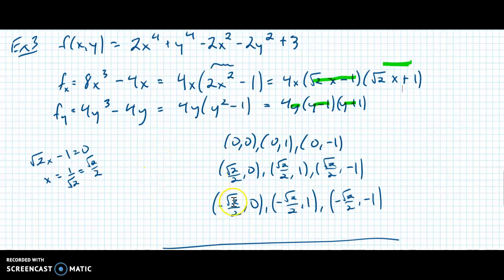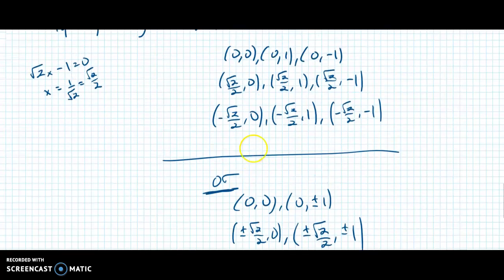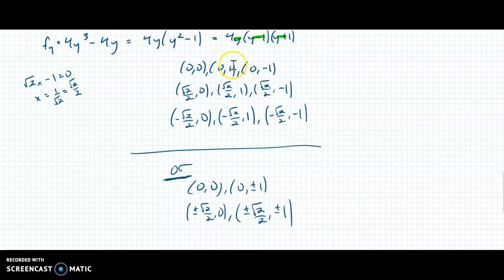Now you may say, man, there's got to be an easier way to do this because I rewrote everything. And there is. You could just write (0, 0) and (0, plus or minus 1). That's these two. And then notice it's plus or minus root 2 over 2, comma 0. And then I can get all 4 of these guys by writing plus or minus root 2 over 2, comma, plus or minus 1, because pairing those all together would give me those 4. Hopefully you're with me here, and we will do some more in the next video.